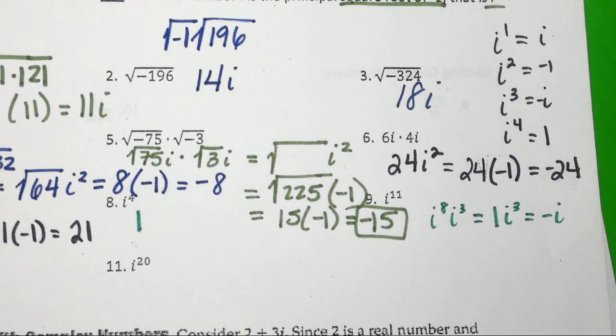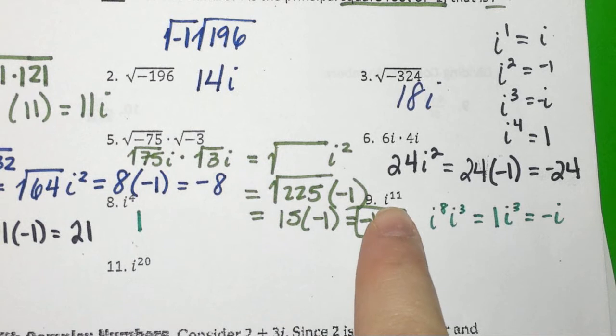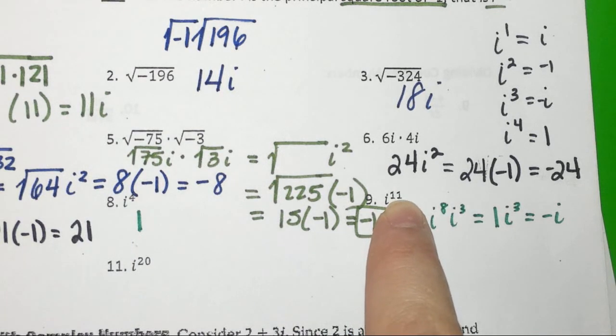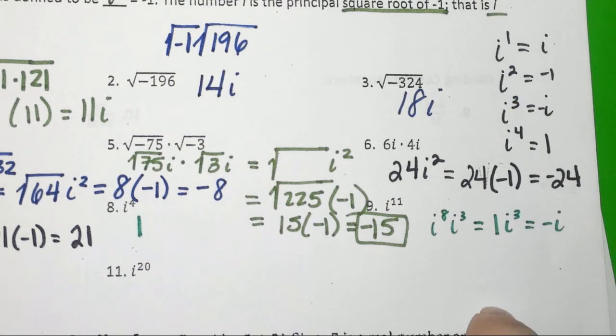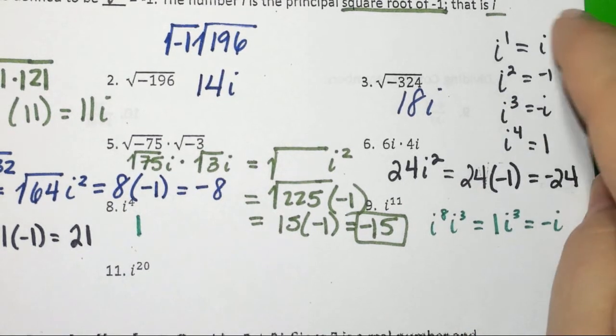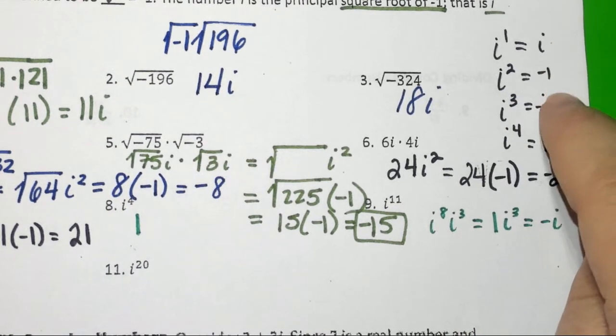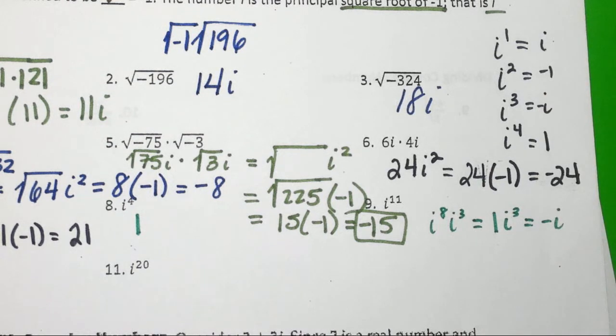Now that's how I do it. I like to think in powers of 4. I knew since this one was 1 before 12 that it was going to be i to the 3rd. Or in other words, i to the 8th would have been 1. 9, 10, 11, I knew I was going to end up on i to the 3rd. And that's how I do it.